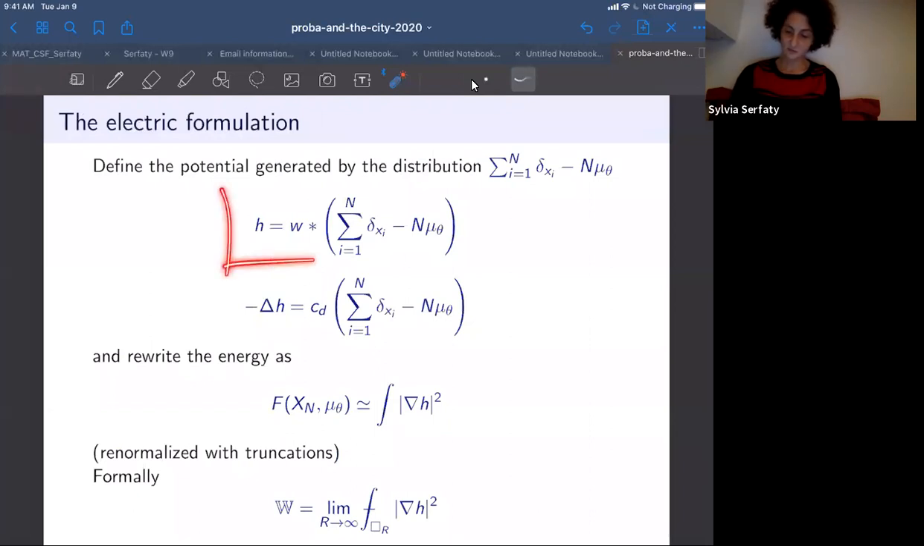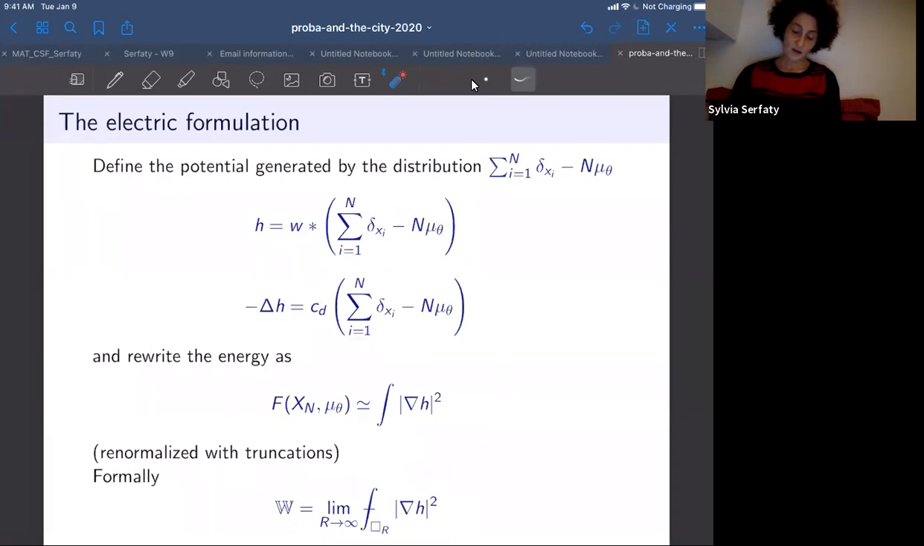So I define this. It's like the electrostatic potential generated by these charges, because W is Coulomb, and now I'm only talking about the Coulomb case from now on. If W is Coulomb, it's just the inverse Laplacian. Okay, so you're solving minus Laplacian equals, with a constant depending on dimension, minus Laplacian equals blah.